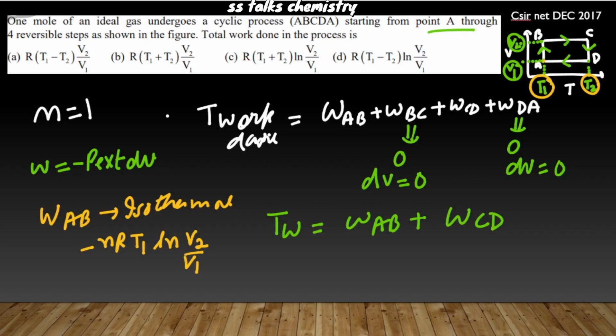Now the work done in going from C to D, this is also isothermal, right? Here the temperature is different. So the work done is minus nRT2 ln of... Now in C to D we are going from the volume V2 to V1. So the final volume is V1 and the initial was V2. So this is going to be the work done. This substitution you can make in this, so let me just do it on the next one.